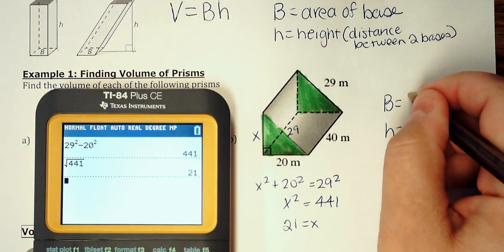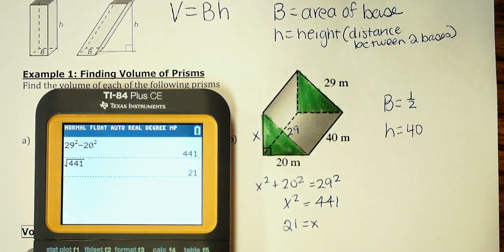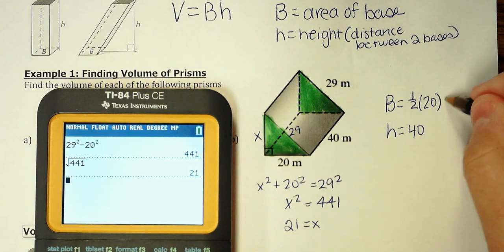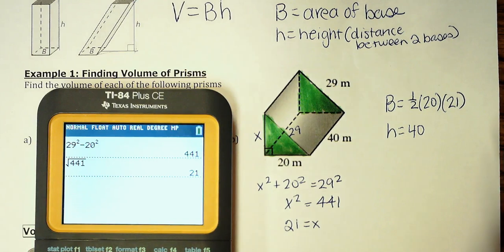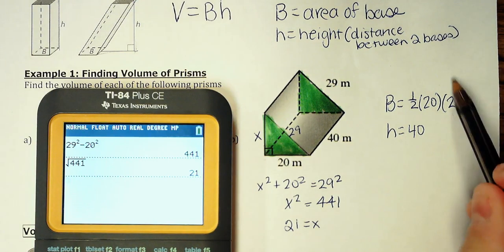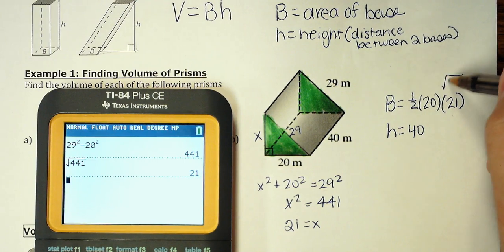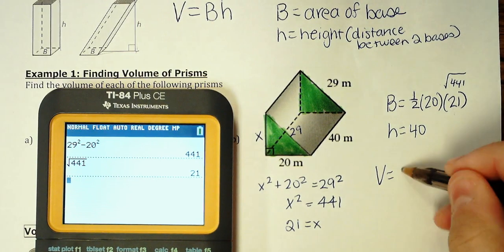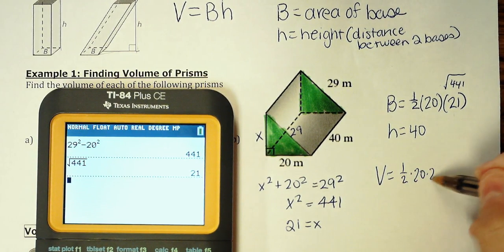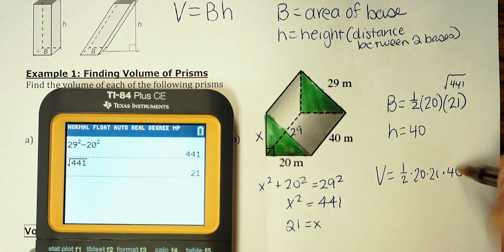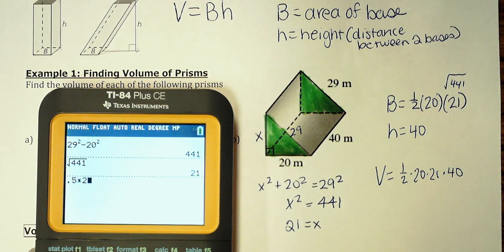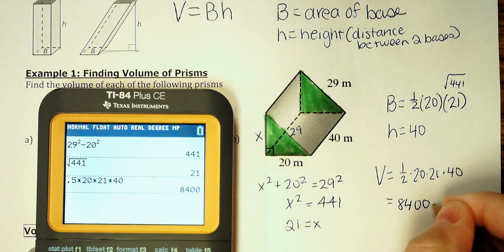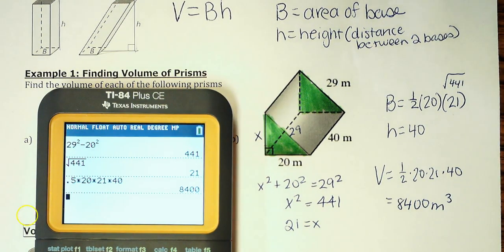So area of the base, that triangular base, is 1/2. The base of just that triangle would be 20. The height of the triangle, that's what we had to figure out. That ended up being a nice number. That was 21. So if I didn't get a nice number, like I said, you could just plug that in as square root of 441 if you want to while you're doing the problem. It's totally up to you. So volume, area of the base, and then the height. So we're just going to plug that all in. So 1/2 times 20 times 21 times 40, and I got 8,400. This is going to be meters cubed.